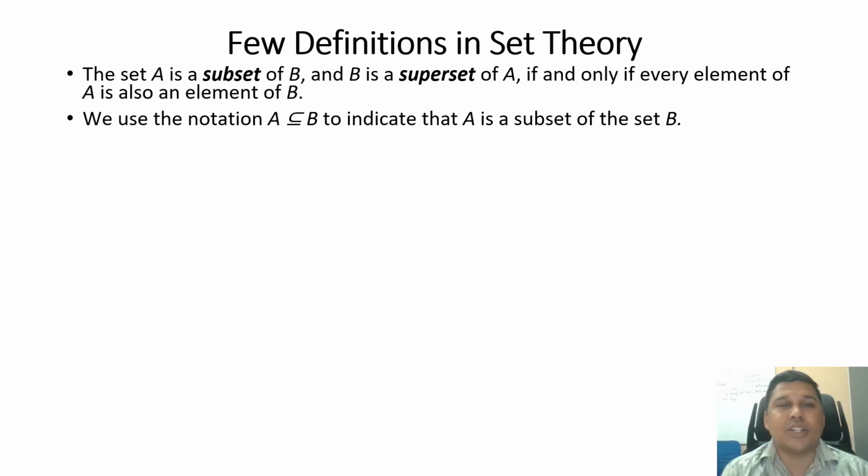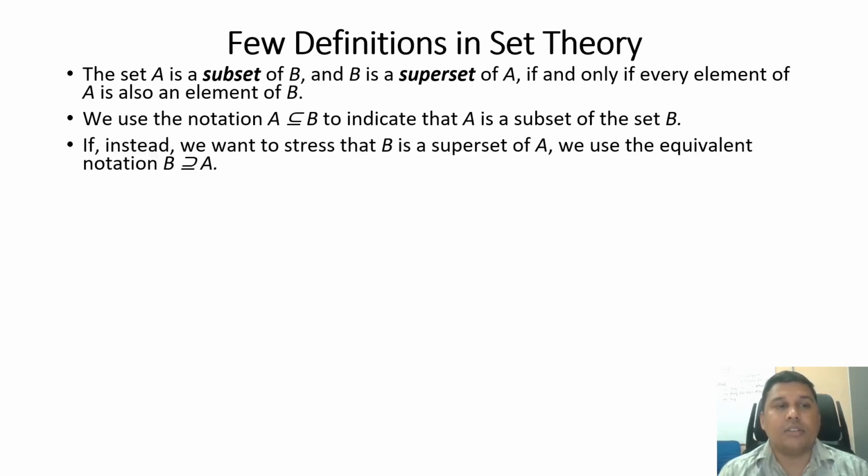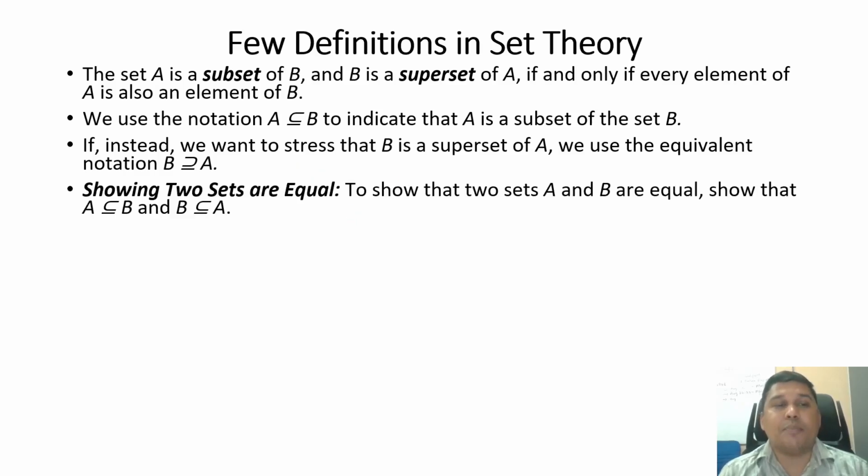We use these notations: A subset of B, like this. And if you want to say B is a superset of A, we can write it like this. Anyway, you can write either. Now the important point: if you want to show that two sets are equal, you just have to prove that A is a subset of B and B is a subset of A. If you can prove this, then we can say that the two sets are equal.